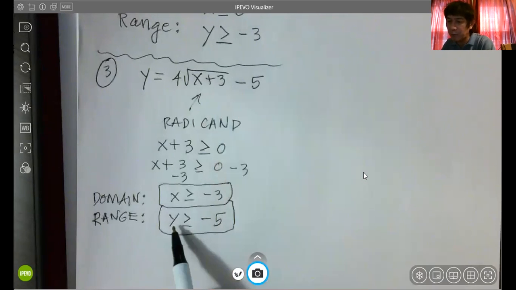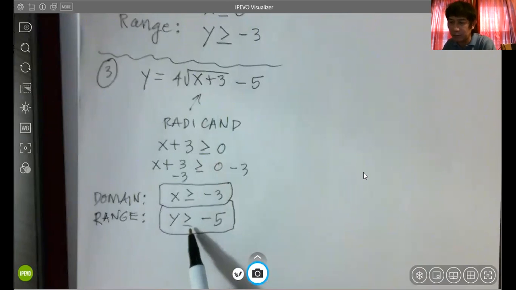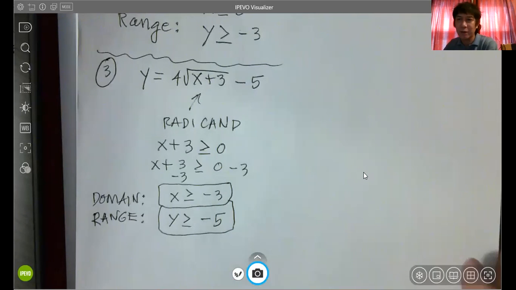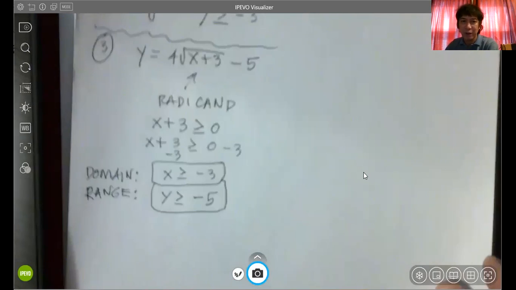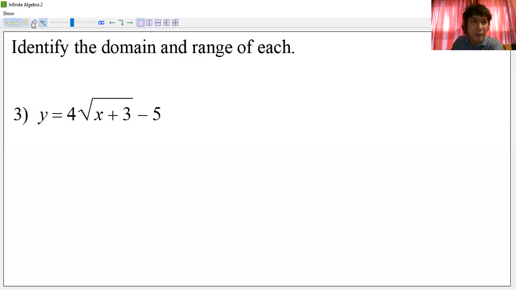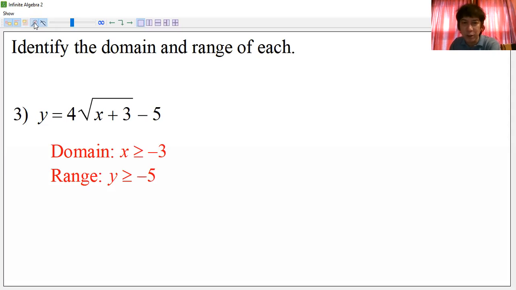So we have here the expression for range: y is greater than or equal to negative 5. That explains our domain and range. Let us see the answer. Just remember our answer over here. The negative 3 and the negative 5 limits, you will find in the other screen. Let's verify our answer. x is greater than or equal to negative 3. The range is y greater than or equal to negative 5. Our answer is correct. Let's proceed to the next.